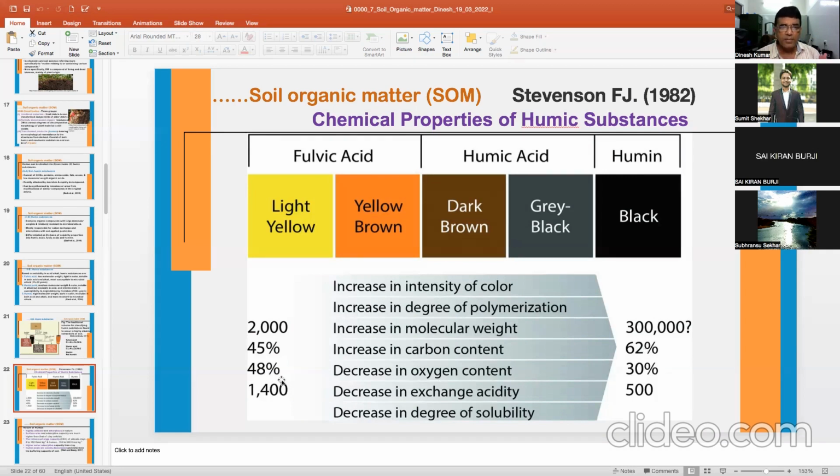You can have 48% oxygen in fulvic acid, but if you go to humin, the oxygen content can be 30%. Then your exchange acidity decreases from 1400 to 500, and there is a decrease in degree of solubility. As you move from fulvic to humin, the solubility decreases. Means humin is more insoluble than the fulvic acid.